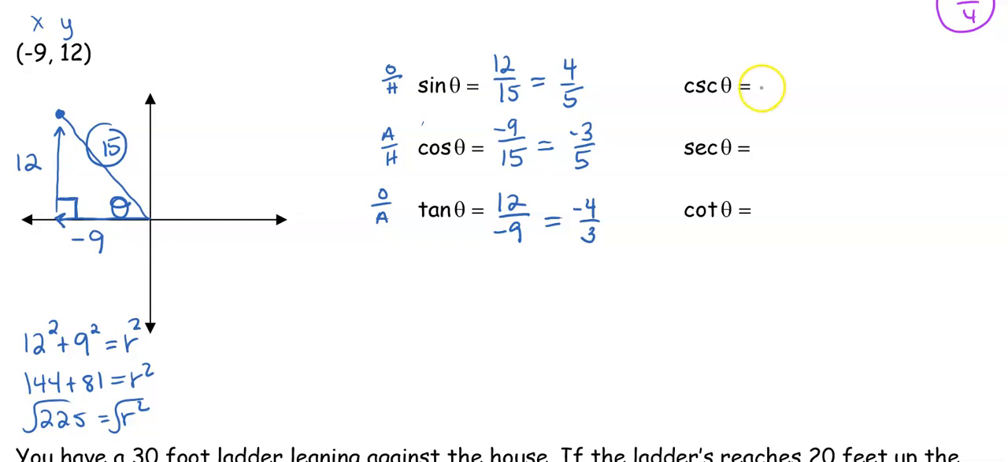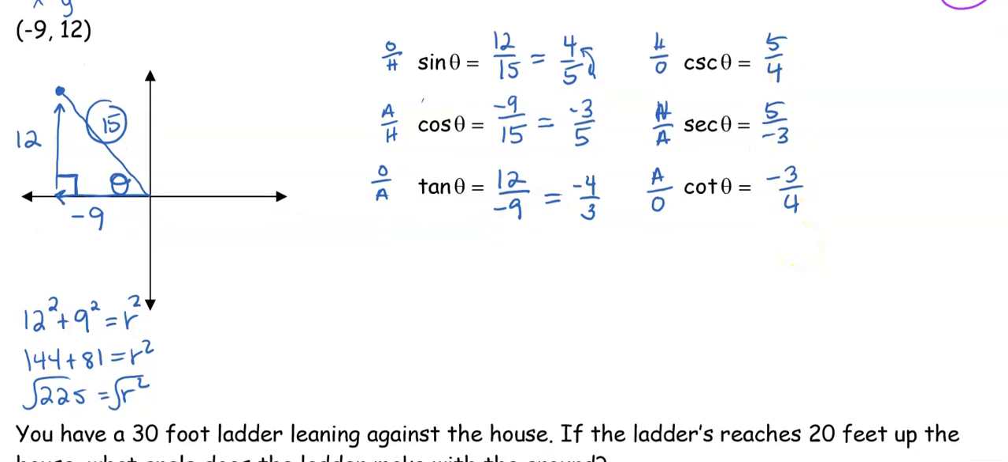Now the cosecant, instead of opposite over hypotenuse, it's hypotenuse over opposite, which is just the reciprocal of our sine, so it becomes 5 over 4. Secant is hypotenuse over adjacent, so it becomes 5 over negative 3. Cotangent, again, we're going to switch those, so now that's adjacent over opposite, giving us a negative 3 over 4. So our new 3 trig functions are just reciprocals of what we remember from geometry.